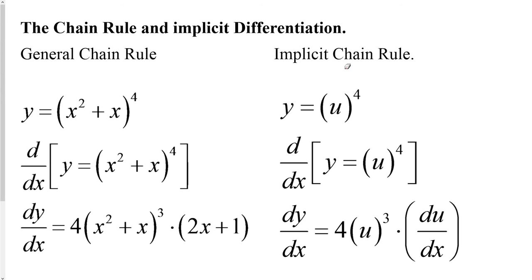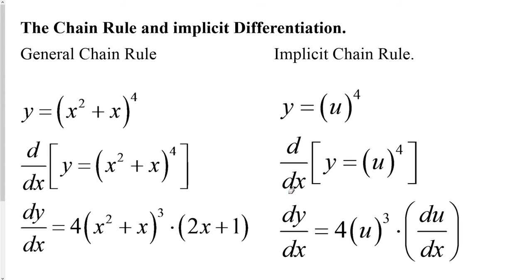Implicit differentiation is quite similar to that. In this case, instead of some expression of x inside the function, we have this u. The way you want to think of this u is that there is a variable equation somewhere, u equals, that is in terms of x. So this x squared plus x and this u are certainly related in the context of this example.